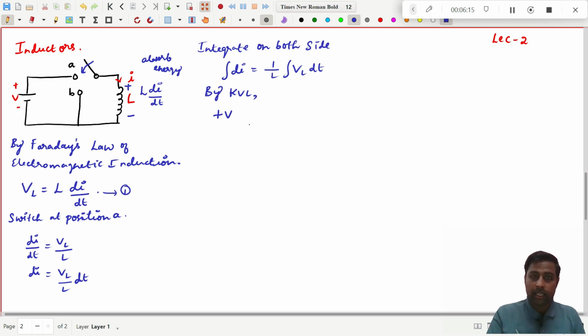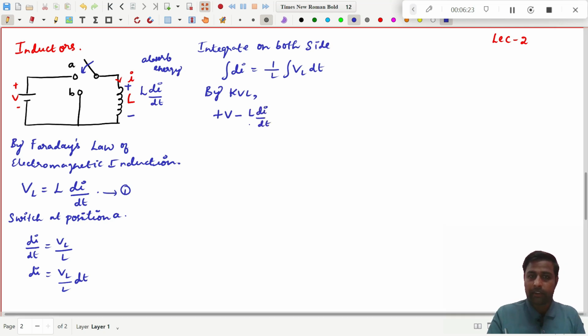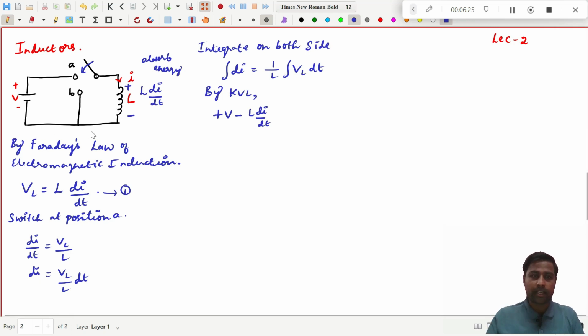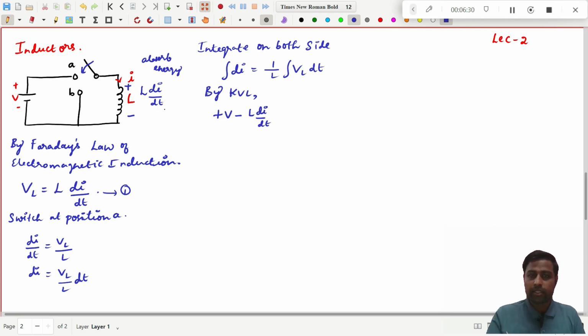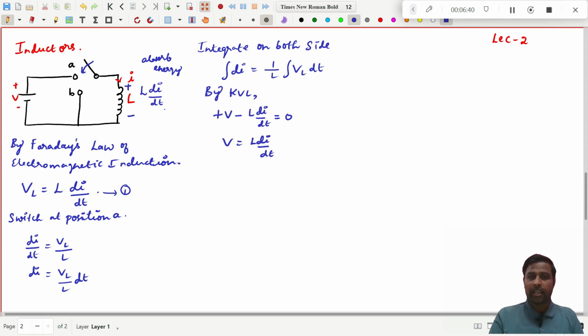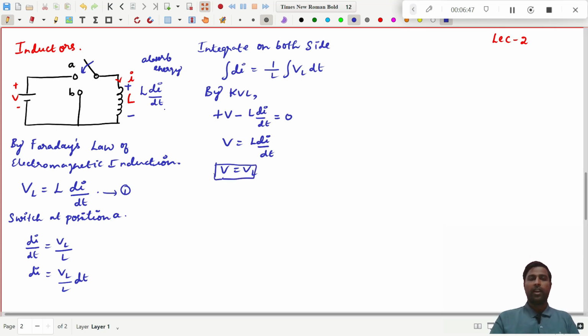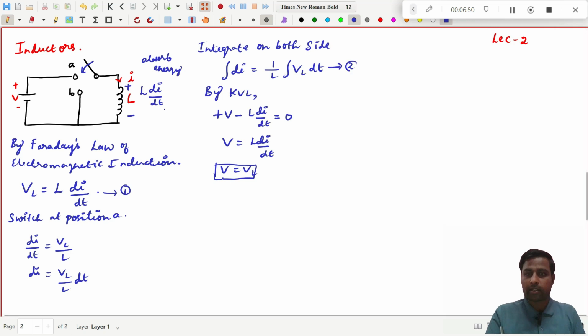So that will be minus L into di by dt, that's all. Nothing else is connected after this inductor, so this becomes equal to 0. So V will be equal to L into di by dt, and L di by dt is nothing but V_L. So V is equal to V_L. This is expression number 2.